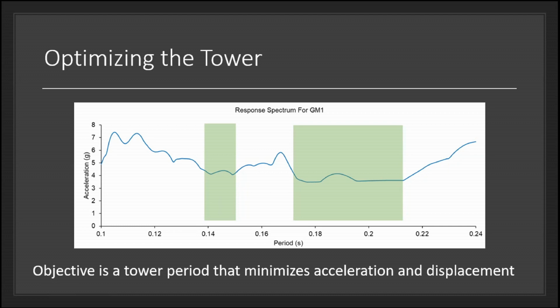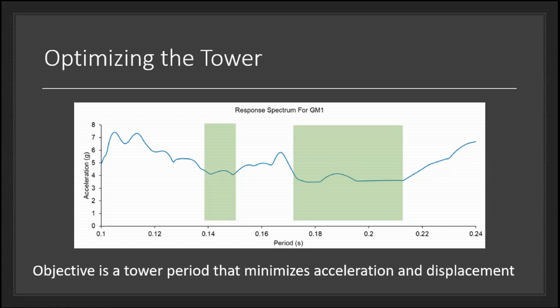For instance, if we built a model in SAP 2000 and it told us that the period of the tower was 0.16 seconds, looking at this response spectrum graph, we can see that the maximum acceleration of the tower is expected to be around 5 Gs. But if we were to increase that period to around 0.18 seconds, or decrease it to something like 0.14 seconds, we could have a much lower acceleration of around 4 Gs or even lower. So naturally, we would want to adjust the period of our tower to fall into one of these more optimal ranges.